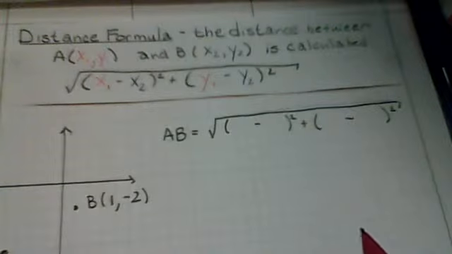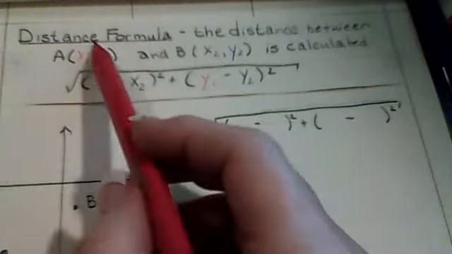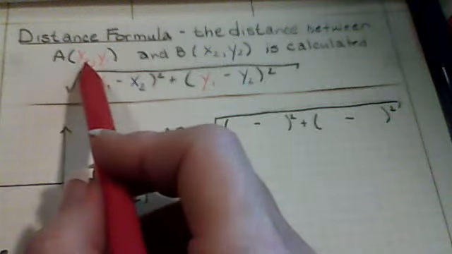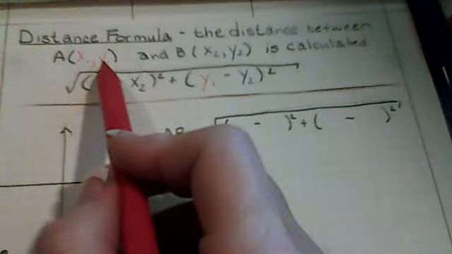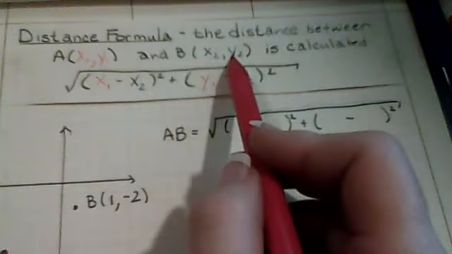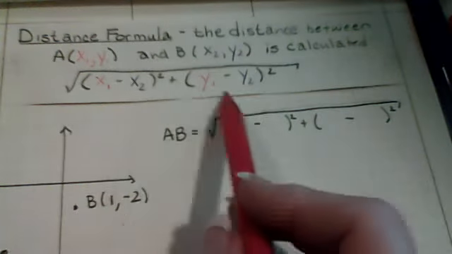Let's step through an example of the distance formula. The distance formula says that the distance between point A, which we're representing with x sub 1, y sub 1, and point B, which we're representing with x sub 2, y sub 2, is calculated using this formula.